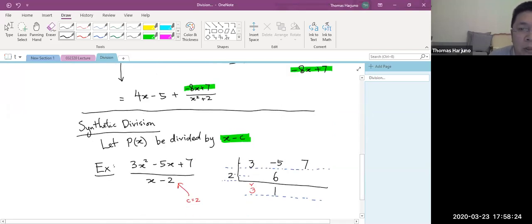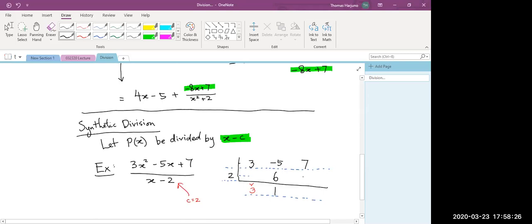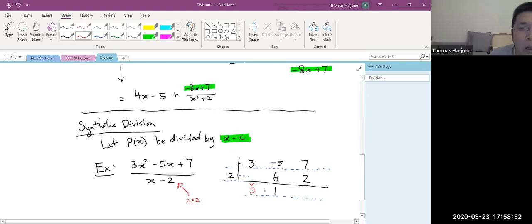1 times 2 is? 2. Now you put it here, in the next column. Now, on the last column, I'll put the separator. I still add this though, but that's my separator.